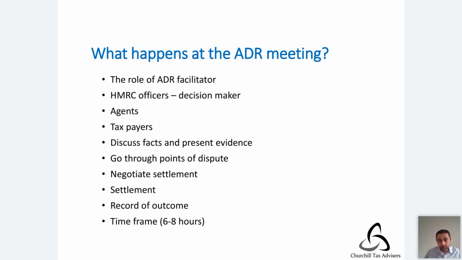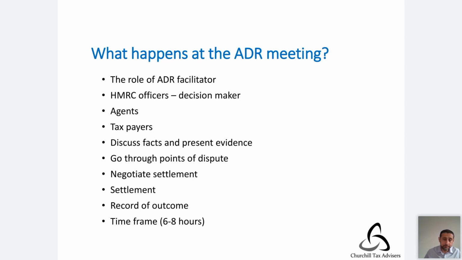So usually there'll be two officers from HMRC, or two, maybe three, or maybe four. There'll be a manager, and then the decision makers, the caseworkers. So the facilitator is not a decision maker. He cannot influence the decision. He's just allowing people to speak, or trying to mediate.